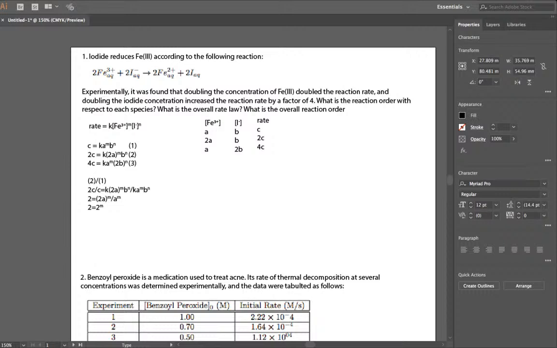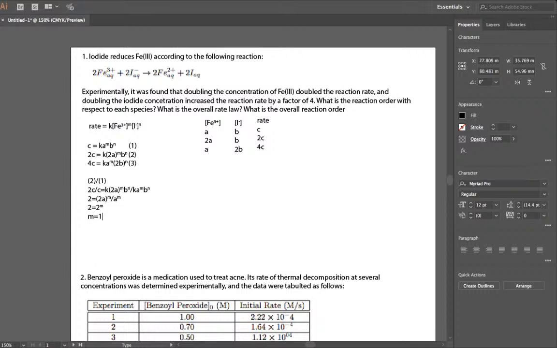Okay, so that would be the first one. M would equal 1.